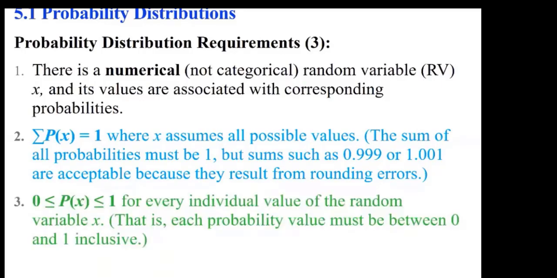Finally, the last one. The probability must be between 0 and 1 for every individual value of the random variable x. That is, each probability value must be between 0 and 1 inclusive. So in short, what are the requirements? Got to deal with numbers. The sum is always 1 or 100%. Sometimes, due to rounding error, we may have a very close number. That is understandable. Finally, probability can only be between 0 and 1. So that's the main thing we want to get out of this section for now.